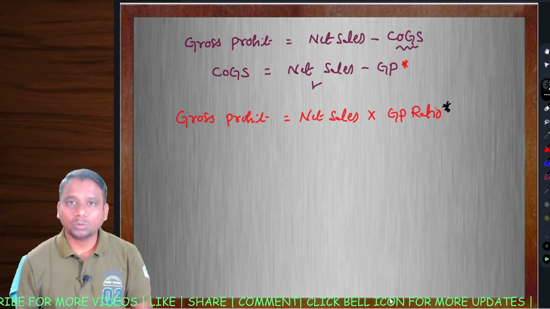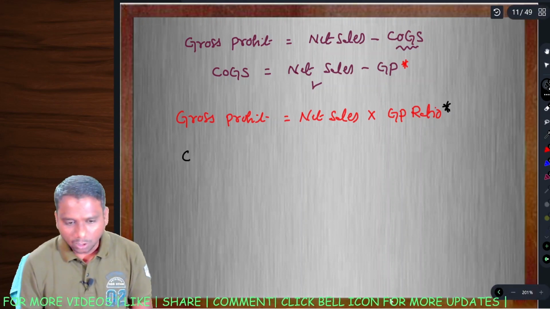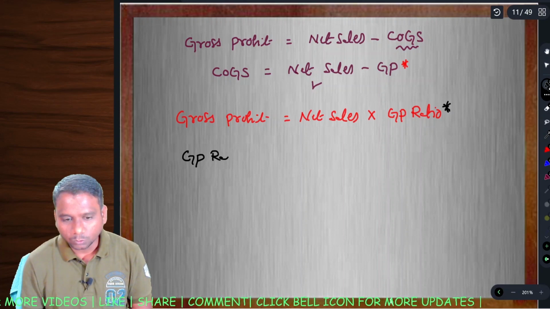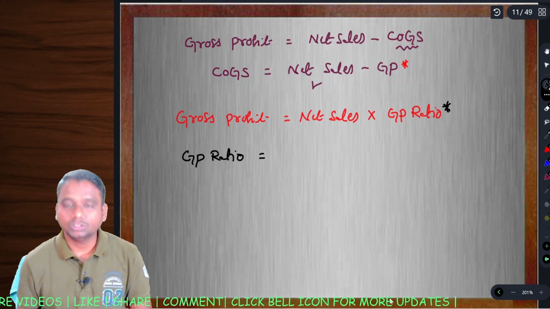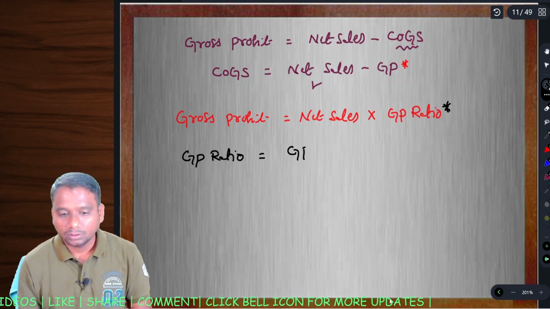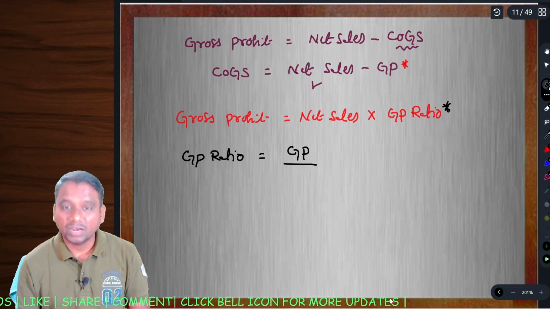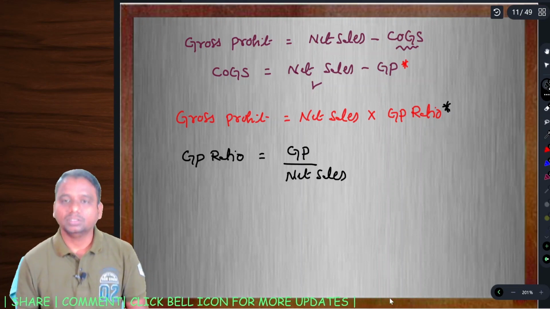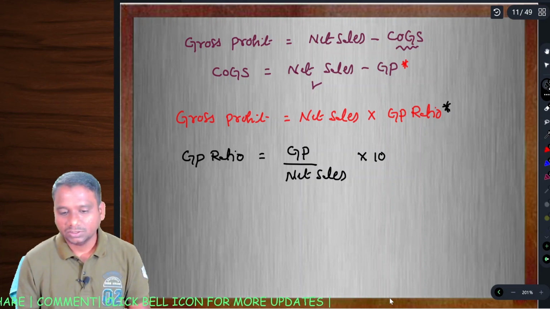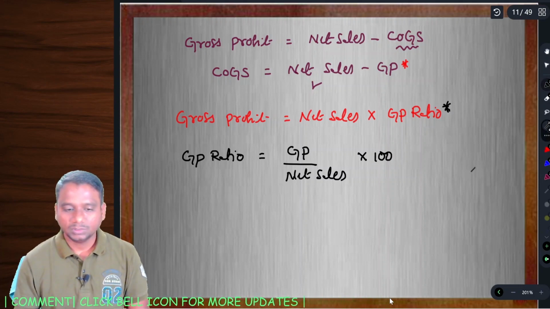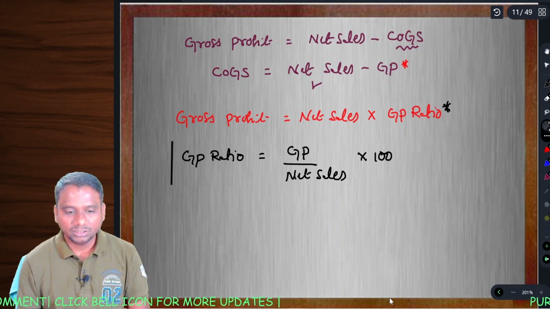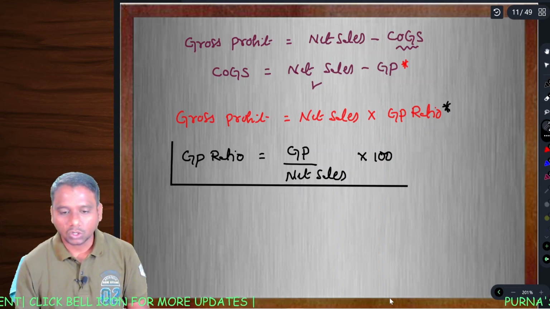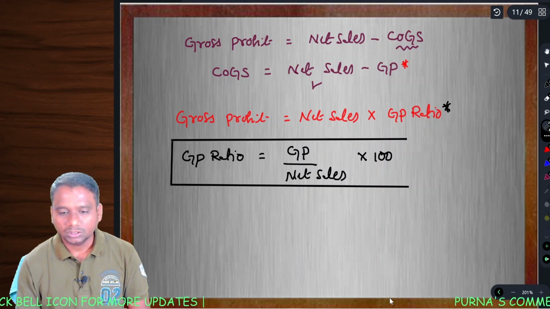Yes, for every problem we have a solution. Now GP ratio is equal to, what is the formula? Gross profit divided by net sales into 100, and this GP ratio is not for the current year. This GP ratio is for the previous year.